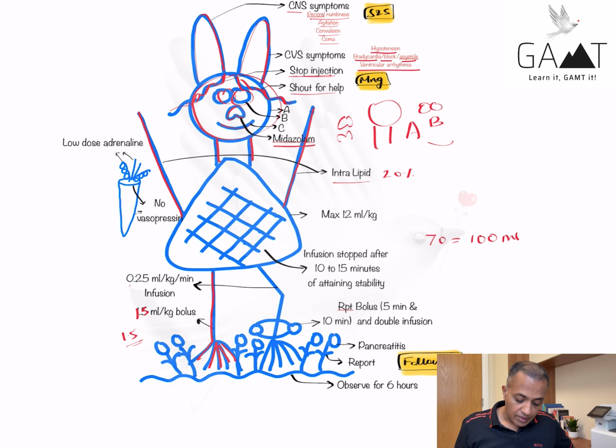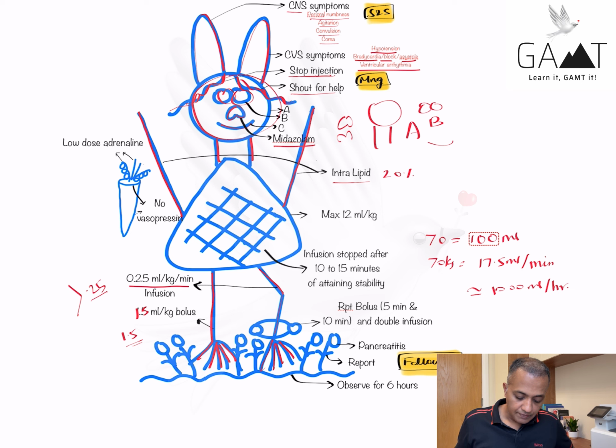It is 0.25 ml per kg per minute. So this leg is bent as we saw earlier. The bunny is dancing. This is 2 strokes, that stands for 2. And you have 5 fingers, that stands for 5. So that's 0.25 ml per kg per minute. In a 70 kg individual, that comes to 17.5 ml per minute, which is approximately equal to 1000 ml per hour. That's the rate of infusion that you would start with.